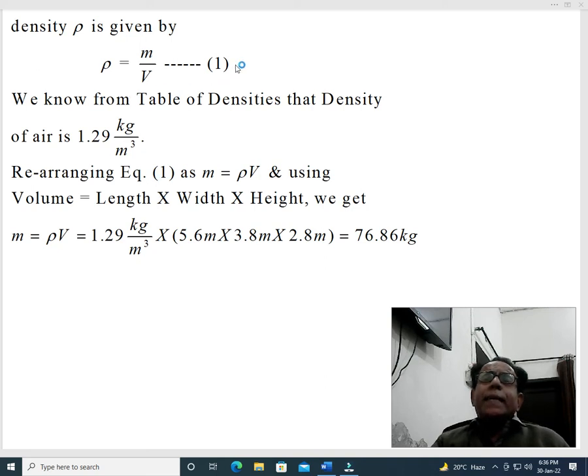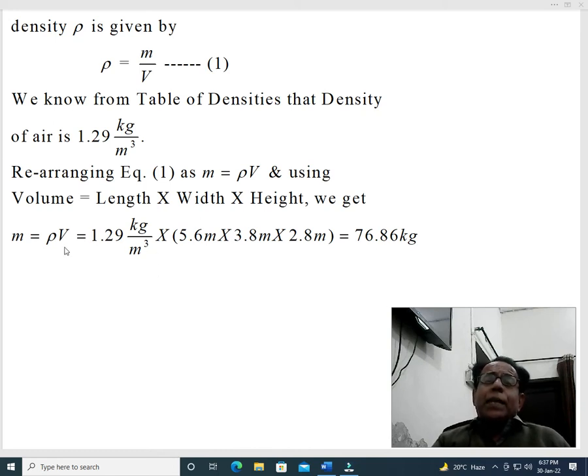Rearranging equation number 1 as m equal to rho into V. When we keep m on one side, then definitely this volume V will be multiplied with rho. So m will become equal to rho into V, and using volume equal to length into width into height, we get m equal to rho into V equal to 1.29 kilogram per meter cube into 5.6 meter into 3.8 meter into 2.8 meter.